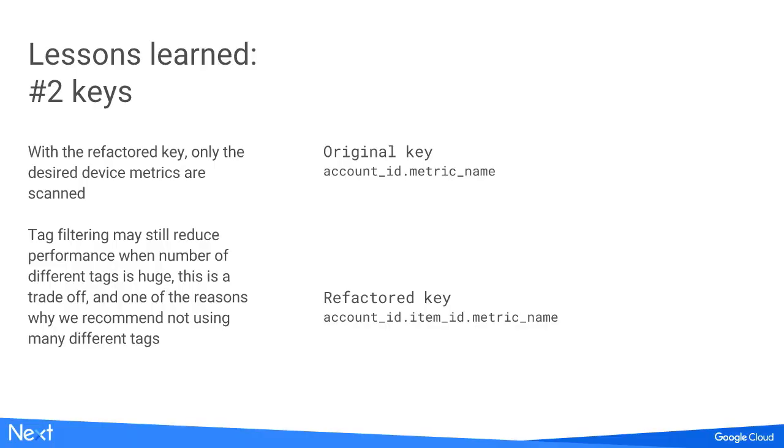So we refactored the key so that only very specific devices are queried. So we went from the account ID and the metric name to include the item ID. So an item is a server or a URL, and we included that in the key itself. Now, tag filtering in OpenTSDB can still reduce performance because it increases the amount of filtering that needs to be done, so you have to be careful with that.